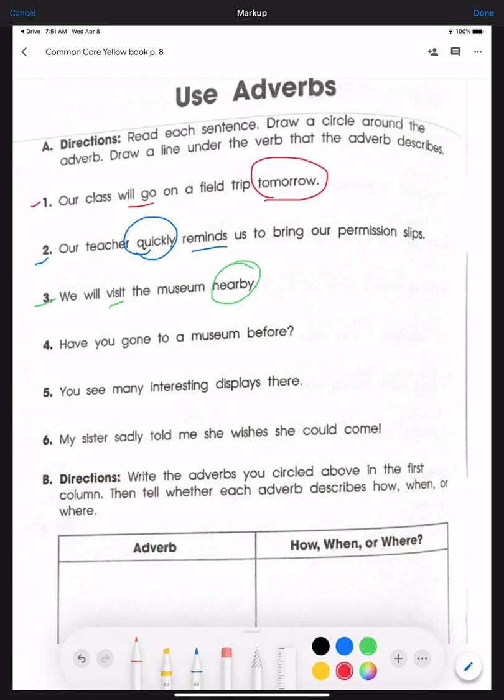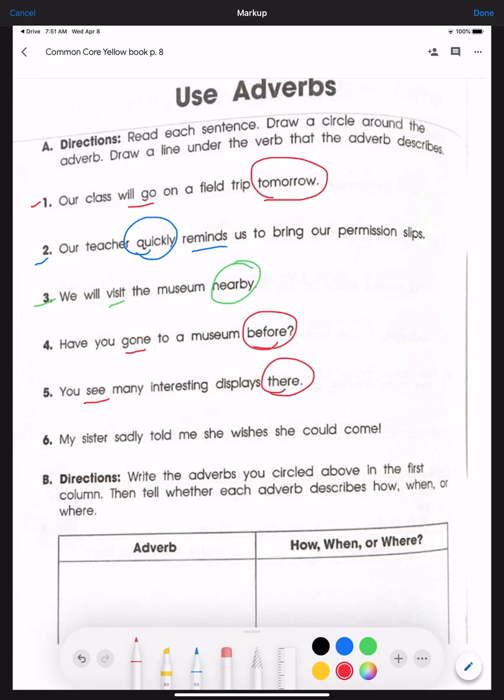Okay, number 4, have you gone to a museum before? Our verb is gone. When have we gone? We've gone before. You see many interesting displays there. What's our verb? You underlined the word see. That's what we do. And where do we see them? You circled the word there.